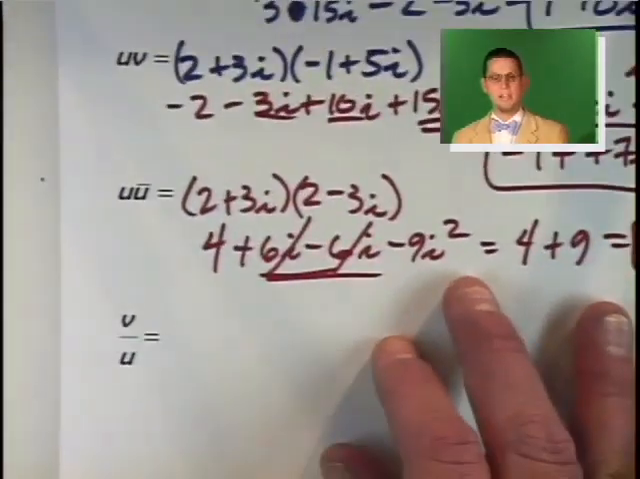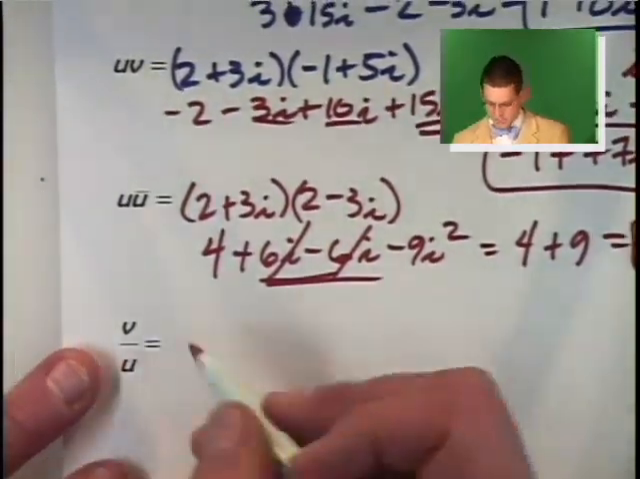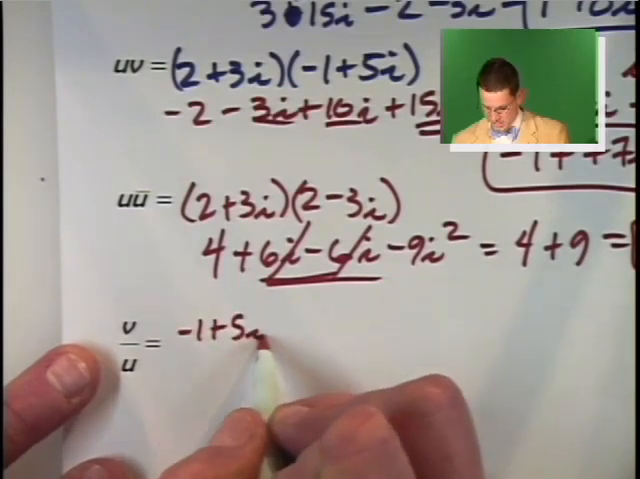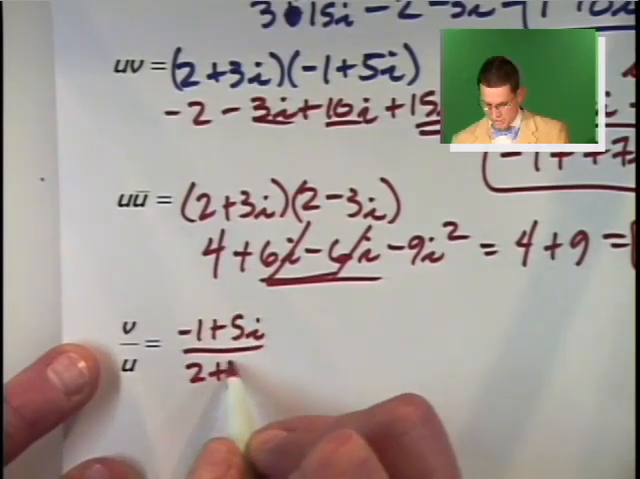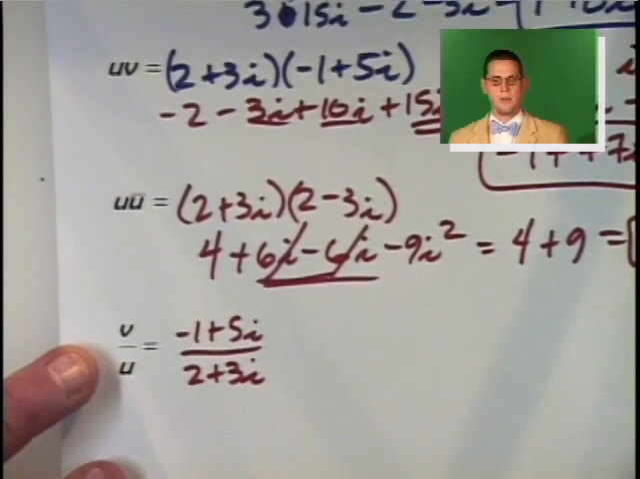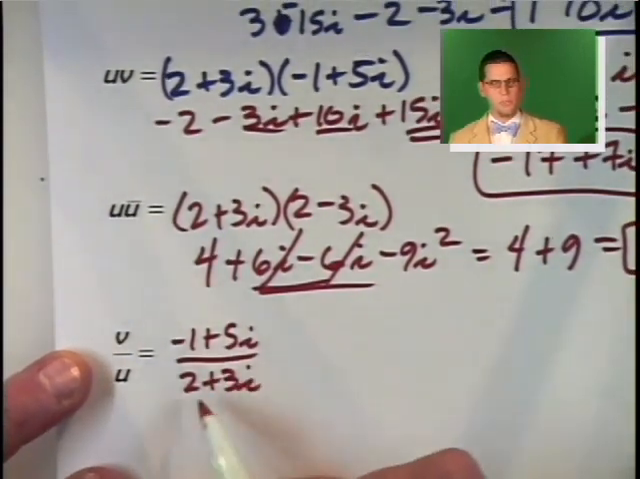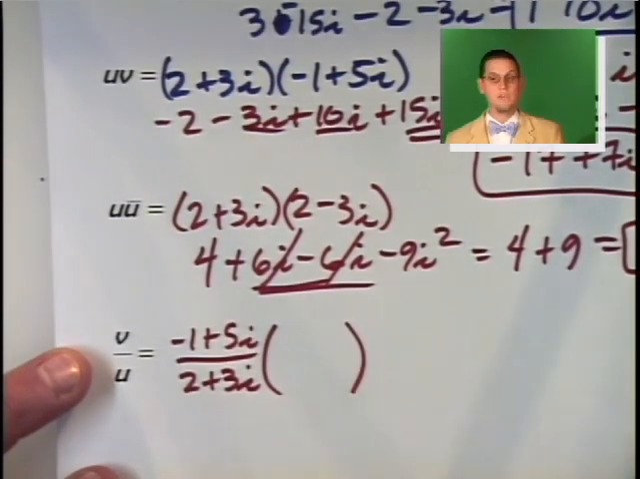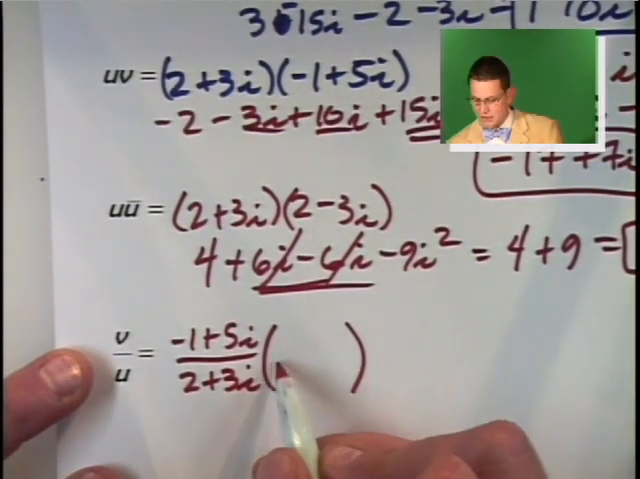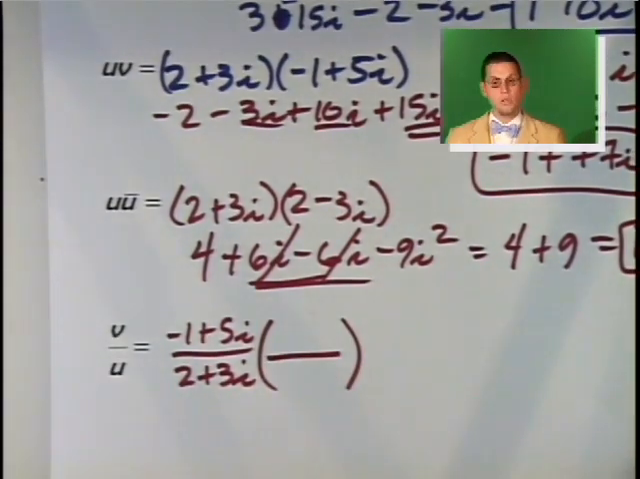Now that's going to come in handy down here when we divide. Let's do v divided by u. That's negative 1 plus 5i divided by u, which is 2 plus 3i. Now we want to get in standard form, so we want to get rid of this 2 plus 3i out of the denominator. So here's where those clever forms of 1 that you're carrying around come in handy. What you want to do is multiply by the conjugate of the denominator.